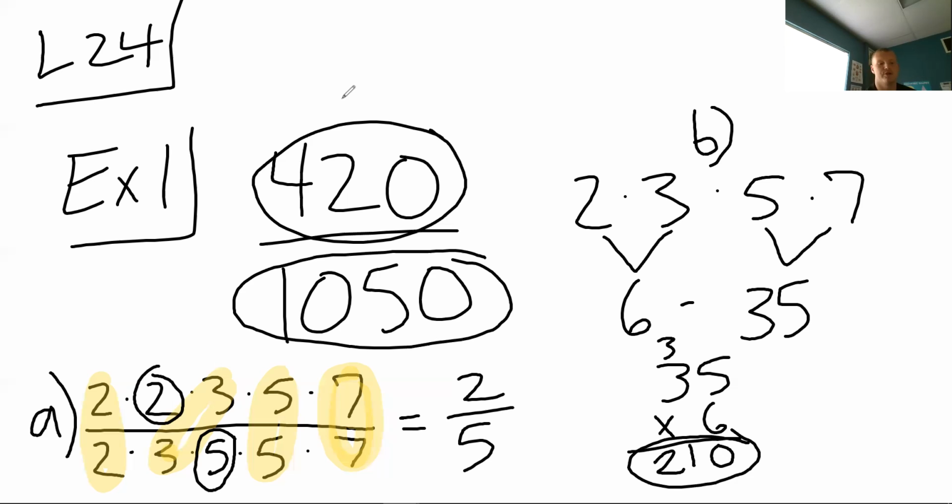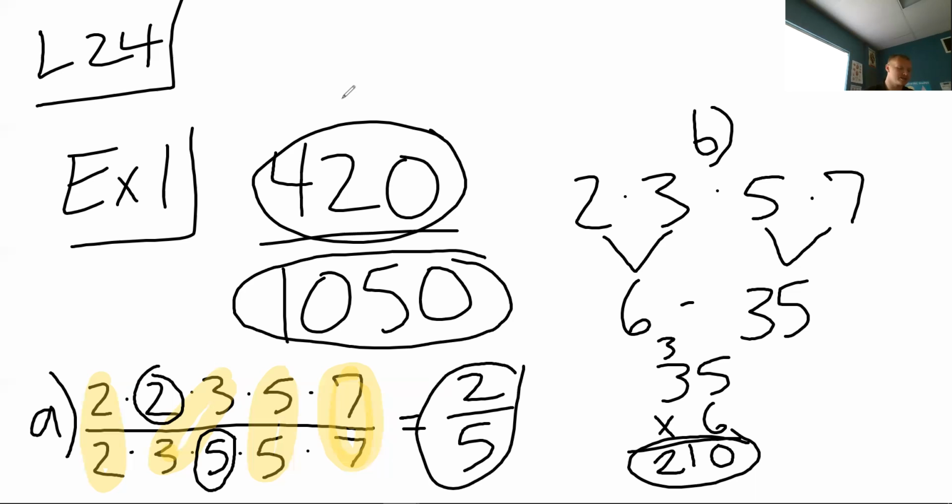From 420, I had a 2, 2, 3, 5, and 7 in my numerator. In my denominator, I was left with a 2, 3, 5, 5, and 7. From there, I was able to see what was in common. The 2s were in common, so those canceled out. The 3s were in common, so I canceled those out. The 5s were in common, cancel them out. 7s in common, cancel those out. So I was left with 2/5.